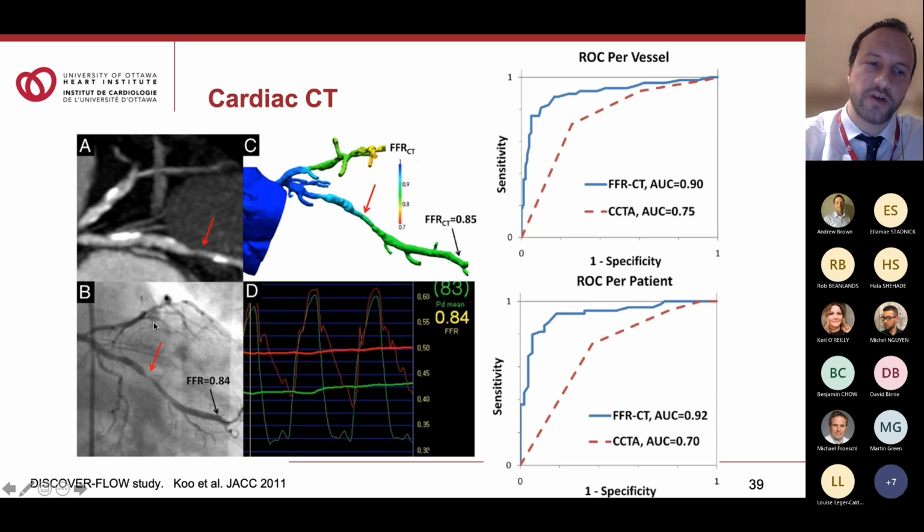In the DISCOVER-FLOW study that was published in 2011, there was a demonstrated significant improvement in the ROC analysis using CT FFR. Now, the limitation of this method is that it needs to be done in a centralized fashion, by the company on their own premises, because of the complexity of this analysis.